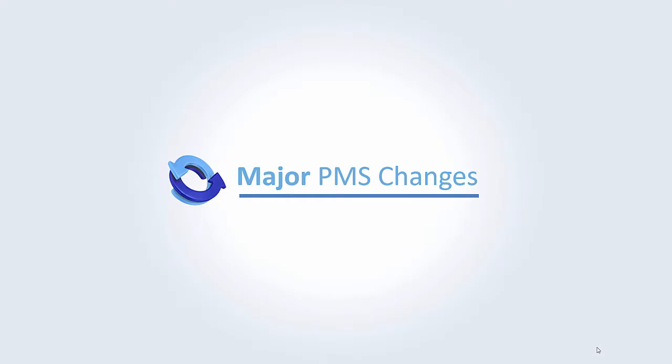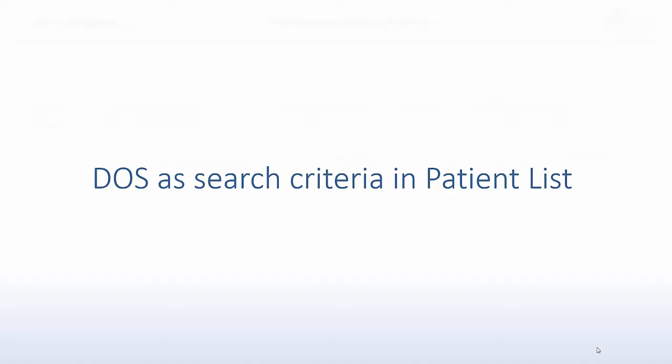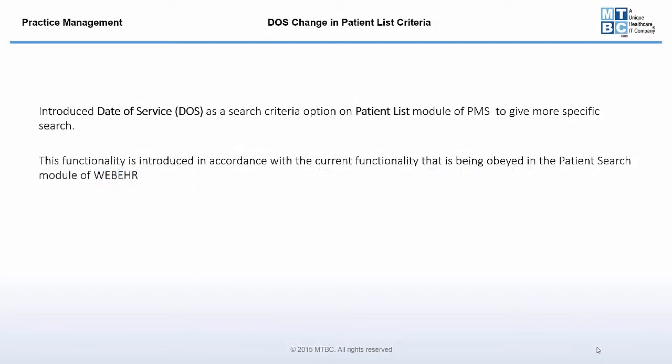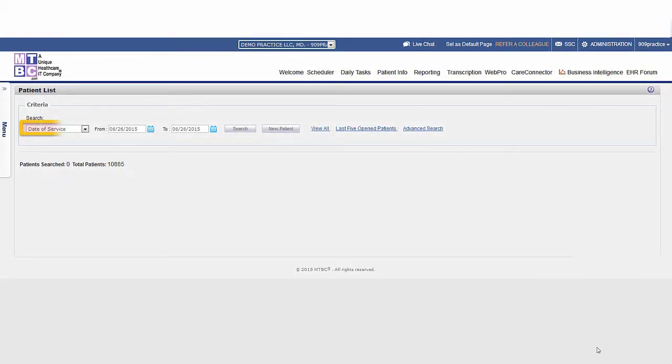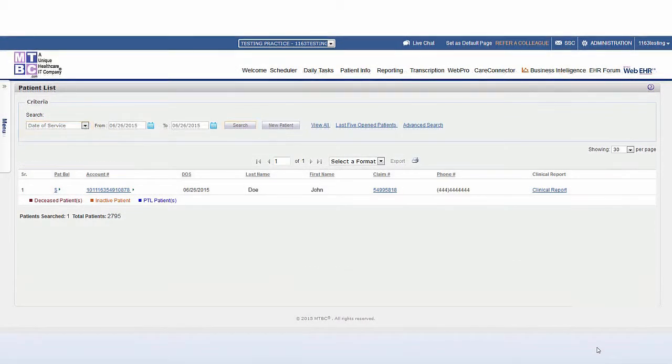Moving on to the next set of changes, which will be in the practice management system. In patient list, there's an option which has been added in the drop-down menu, which is called data service. Now you can search for patients based on data service as well as by claims. In the drop-down menu, as you can see, there's an option to search by data service, as well as a time criteria on the right-hand side. And you can also search for all your claims and it will show you results on the bottom.